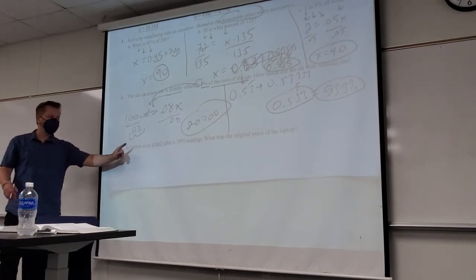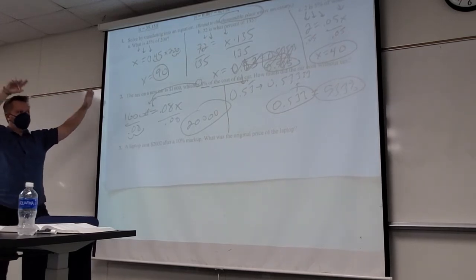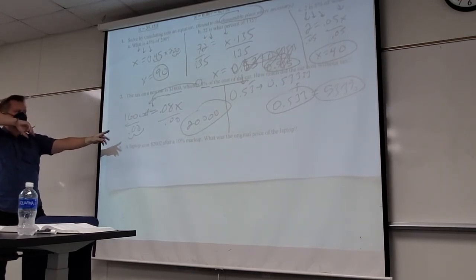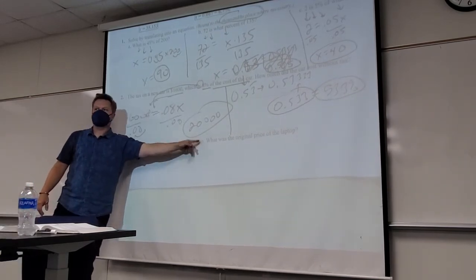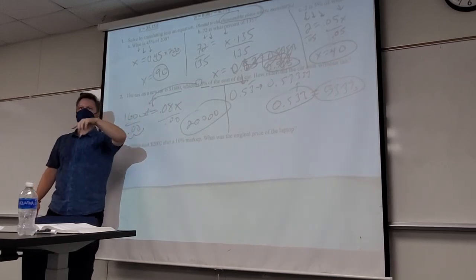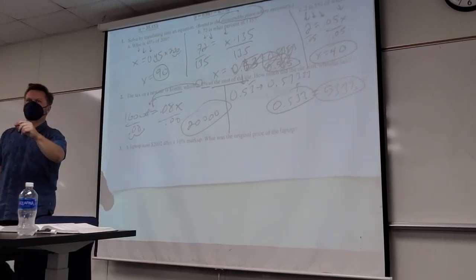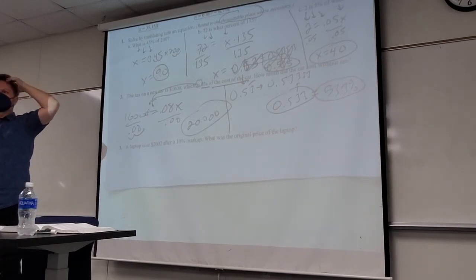A laptop. Now this one is like we did with the hat. This is a little more complicated because we don't know the original, and I know what it is after a 10% markup. So this is not a discount. I'm not going to use 90. I'm not going to use 0.9. Right? But I can still do the shortcut.